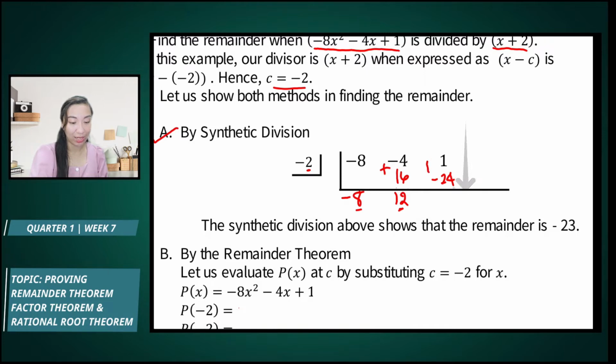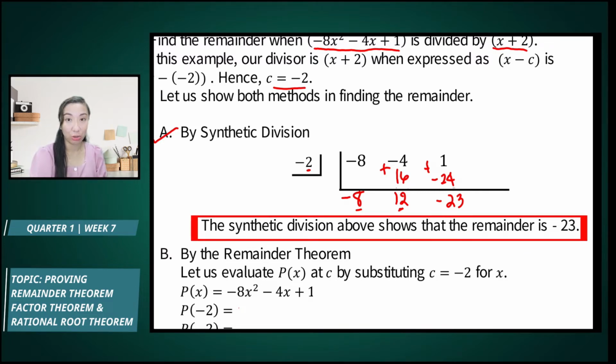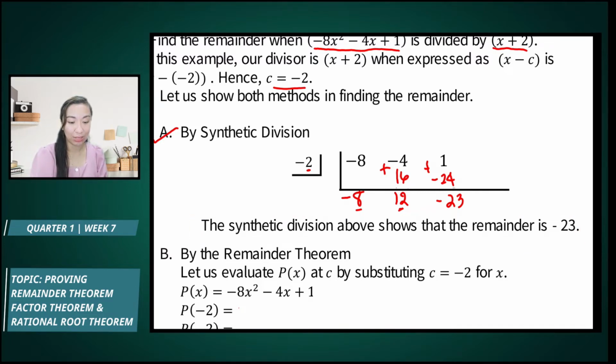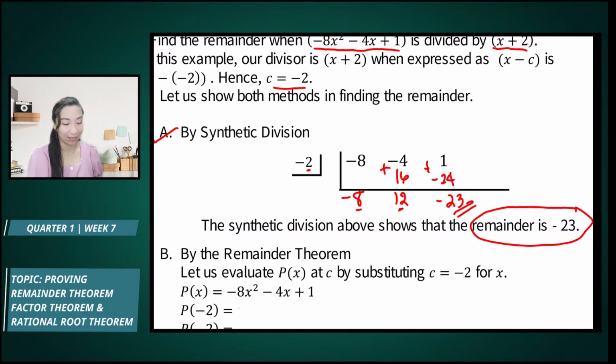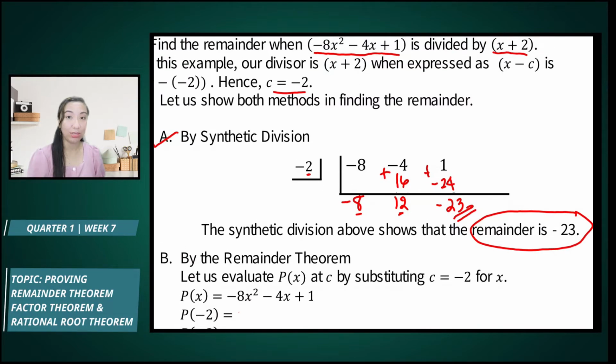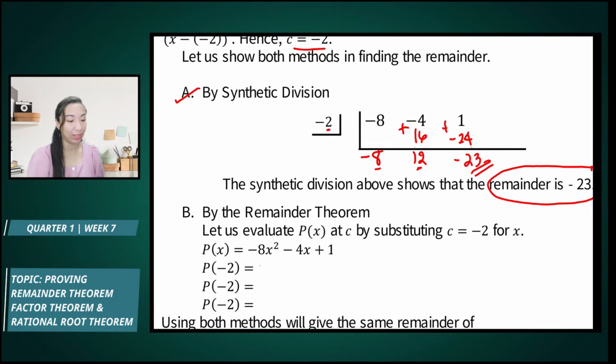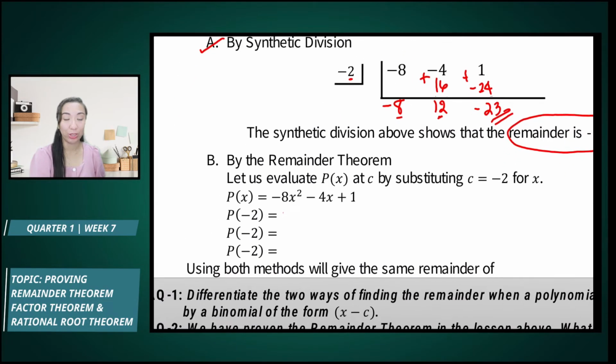And then we will add it again, so we have 1 plus -24, we get -23. Since that's our last entry, using the synthetic division above, it shows here that the remainder is equal to -23, which is the last entry. Now, let us see if by using the remainder theorem, we will still have the same result.